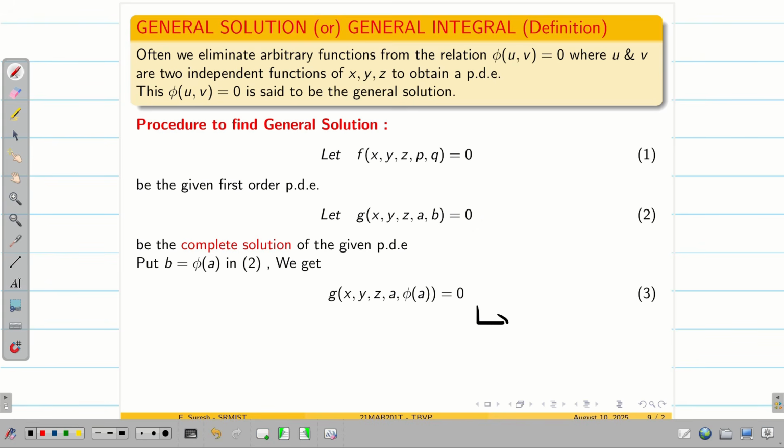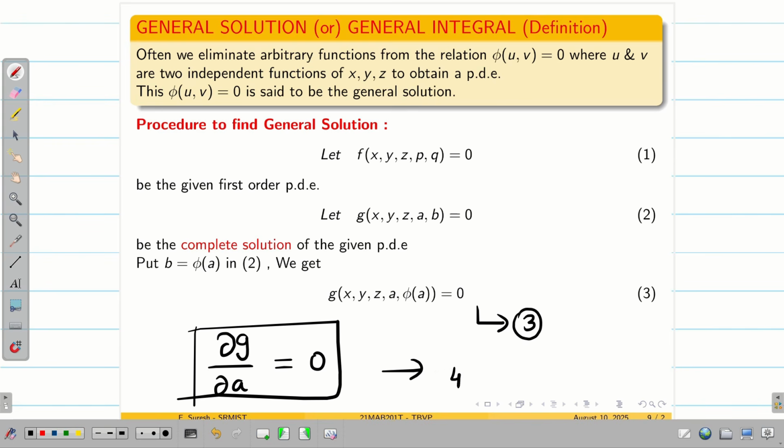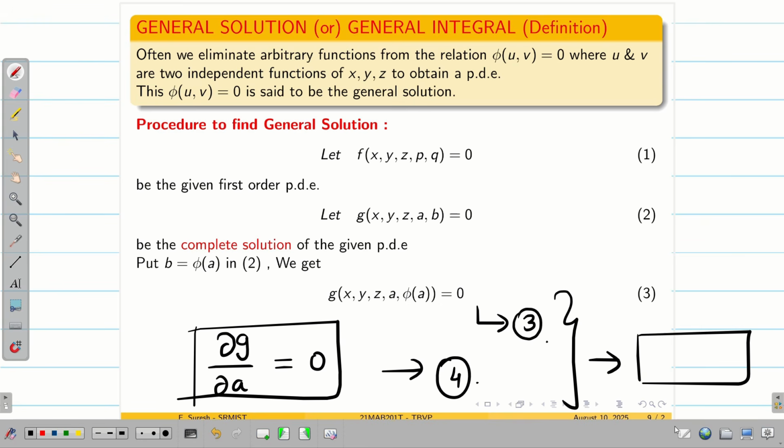Now we have to differentiate this equation 3 partially with respect to a. The right hand side is already 0. Now you get the new equation. Let us take this as 4. Now eliminating the arbitrary constant a between equation 3 and 4, we get a solution. That solution is known as our general solution, provided it exists.